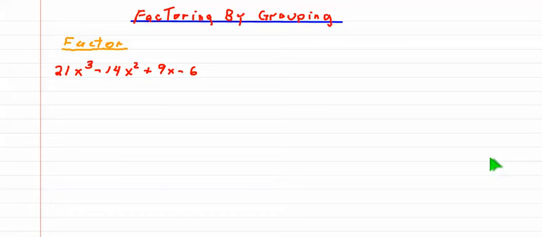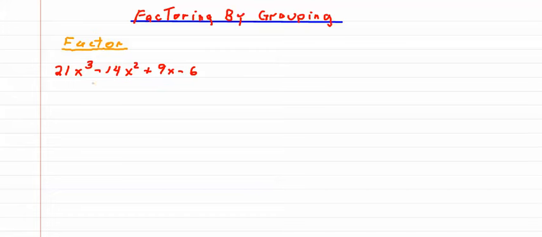This is a short video presentation on factoring by grouping. Factoring by grouping is a technique that we use when we have either 4 or 5 different terms. Notice here we have 1, 2, 3, 4 terms. We probably won't do any with 5, but it works very similarly.